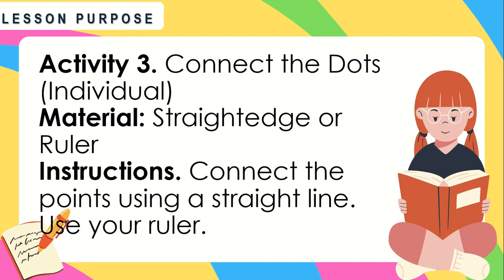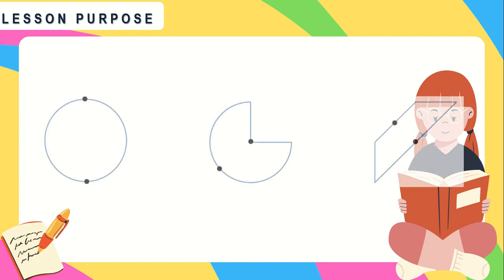Activity number 3. Connect the dots. It is an individual activity. For the material, we have a straight edge or ruler. Instructions: connect the points using a straight line. Use your ruler. Here are the illustrations.